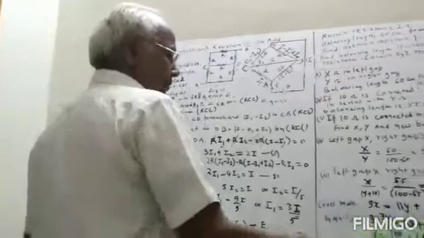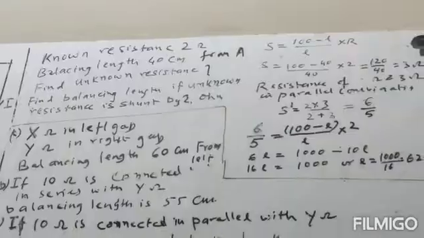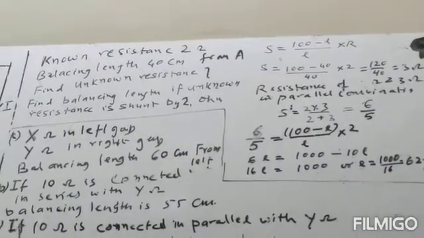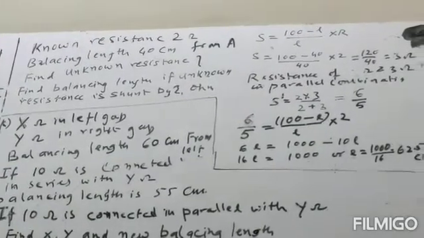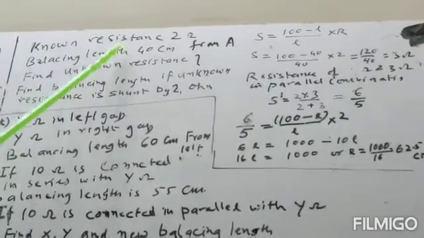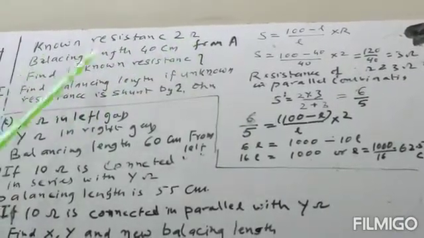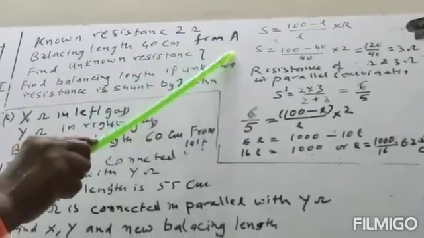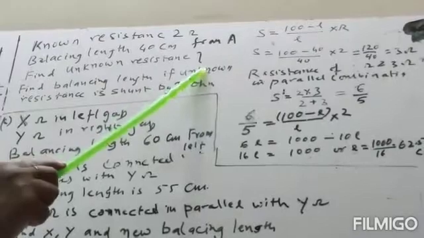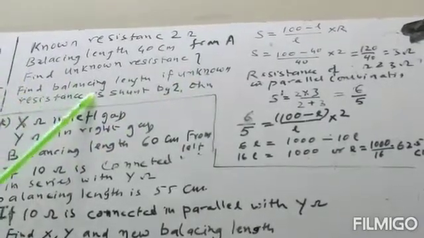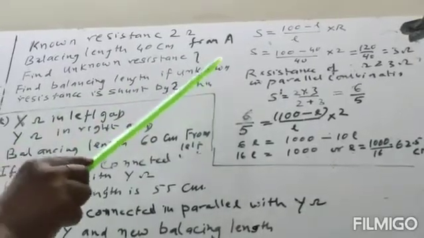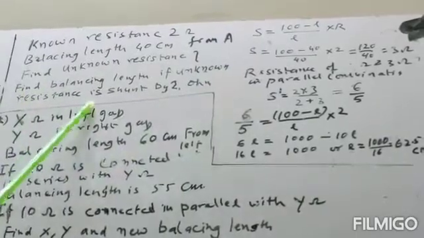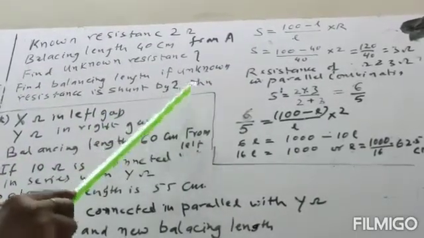Now we will take the second problem, for the meter bridge. We will take a next example, a numerical question for the meter bridge. The known resistance in the left gap is 2 ohm. The balancing length is 40 centimeter from left. Find the unknown resistance. Then find the balancing length when the unknown resistance is shunted by a 2 ohm resistance.